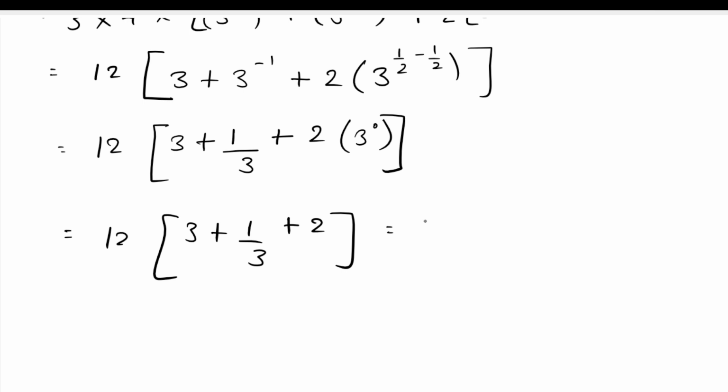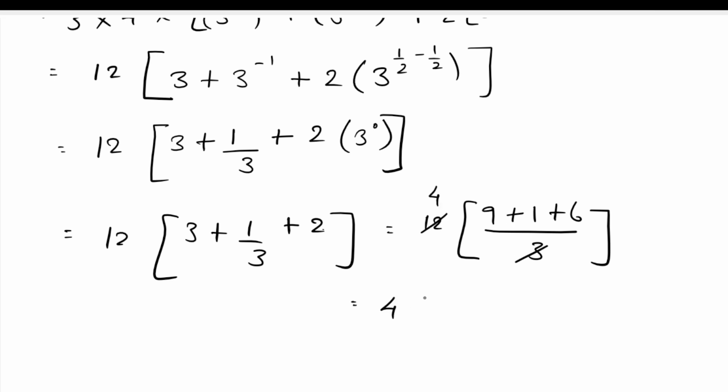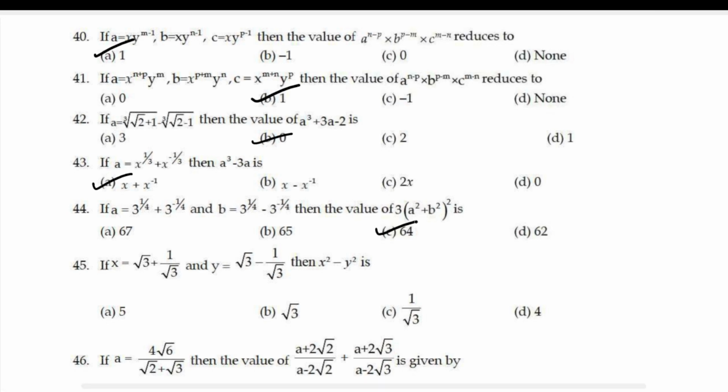Now here taking LCM, we'll get 12 into, LCM is 3. So this will become 3 3s are 9 plus 1 and 2 into 3 is 6, so whole divided by 3. Here 3 and 12, 3 fours are 12. So we'll get 4 into 9 plus 1 plus 6 is 16. So 4 into 16 is 64, which is the answer. The correct option is C, 64. Now 45th one.